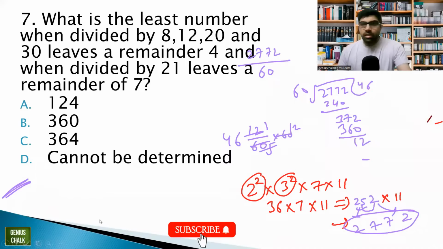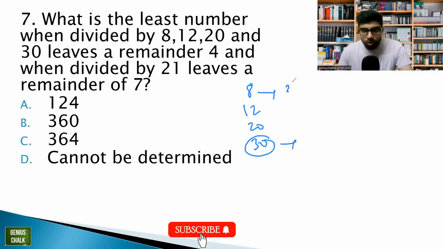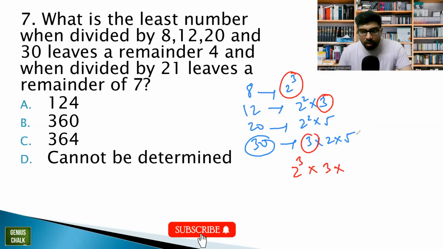Next, again the same type: least number divided by all of these. 8, 12, 20 and 30 leaves a remainder 4, divided by 21 leaves a remainder of 7. So first, again we will find the LCM. So 2 to the power 3, then 2 square into 3, this is 2 square into 5, and 3 into 2 into 5. So what is the answer? It is 2 cube. Then 3 is there. And then 5 is there.